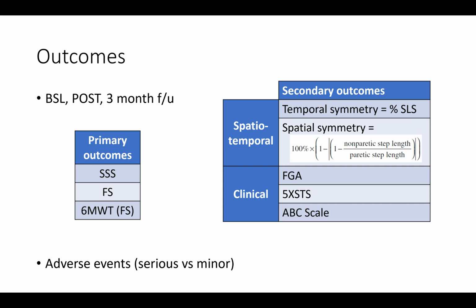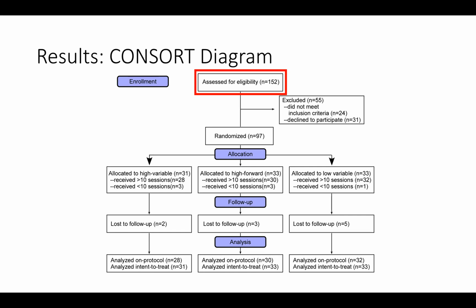So they were then stratified by whether they were serious, so dying being obviously a bad thing, falls with injury outside of therapy, and any kind of hospitalization, versus minor, which is essentially anything else that might come up that was unexpected. We assessed 152 individuals for this study. 97 were ultimately randomized, with 90 completing at least 10 sessions. All but 10 of those individuals participated in the follow-up.